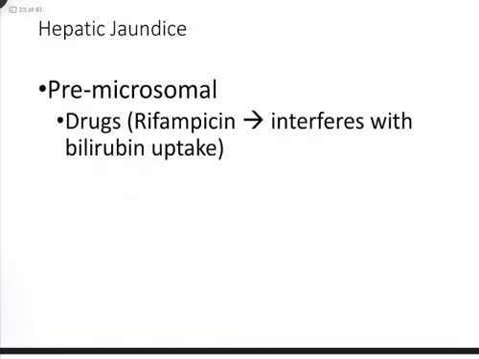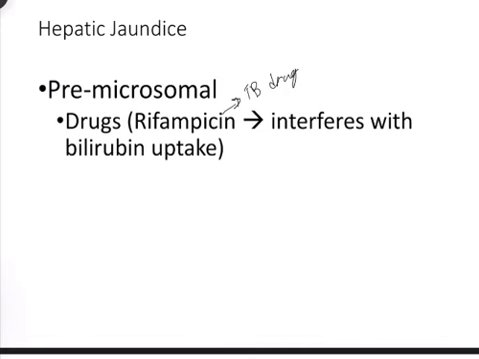So with your hepatic jaundice, we have classes or types. You have pre-microsomal, which is caused by drugs, especially rifampicin, which interferes with the bilirubin intake of the liver. Rifampicin is a TB drug, which inhibits the uptake of bilirubin by your liver. Okay, this interrupts the function of the liver. This is a pre-microsomal effect.